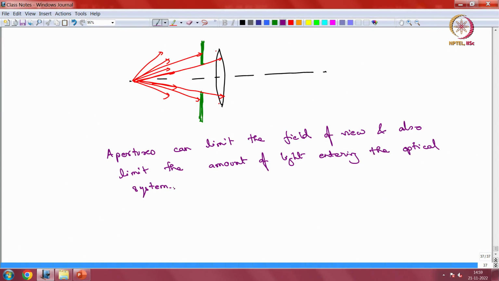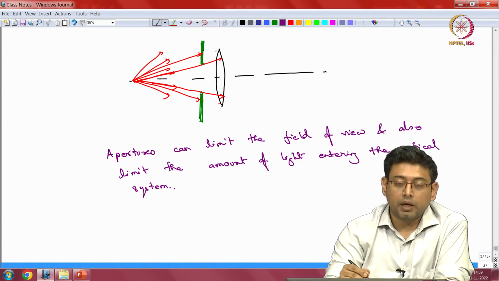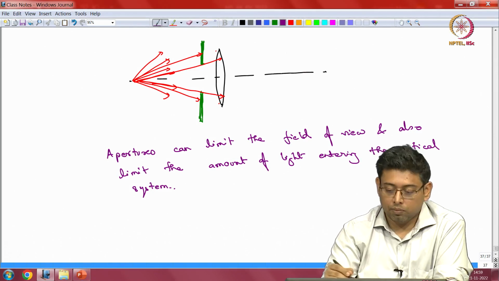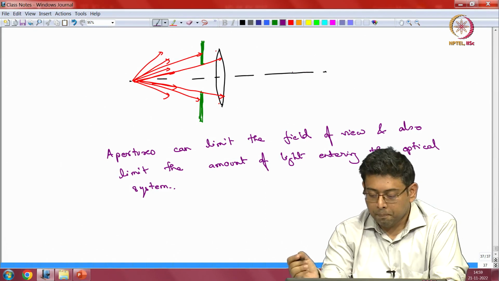So if I make my aperture smaller and smaller, for example in this particular case I can make it smaller and smaller, the image becomes dimmer and dimmer, right, because less and less light is processed by my imaging system. Whereas if I make my aperture bigger and bigger, there is more light that is falling into my optical system, and hence the image also will become brighter and brighter.